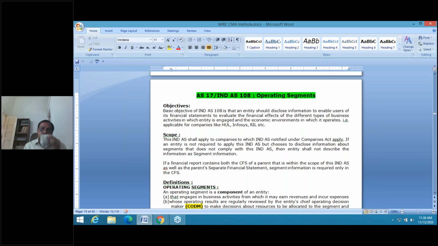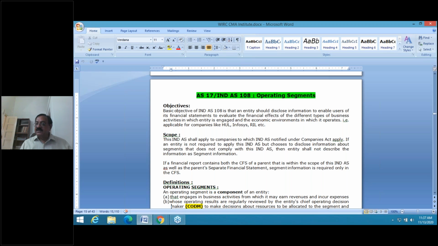So the rules under 17 and 108 are similar. Only one thing is changed largely, so that I will explain, but I'm basically going as per 108. But the question which I have framed and what I expect in your exam and had been asked in past examinations are based on one part, reportable segments. So I will be more highlighting that part, so that in exam, if the question comes from this AS or Ind AS, you will be able to solve it.